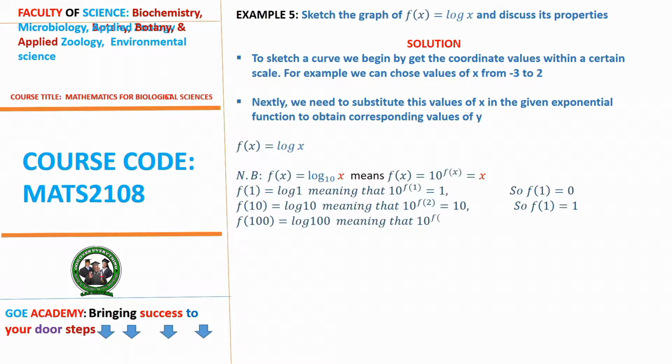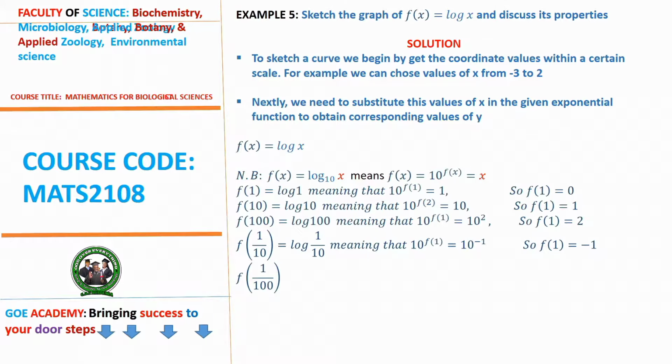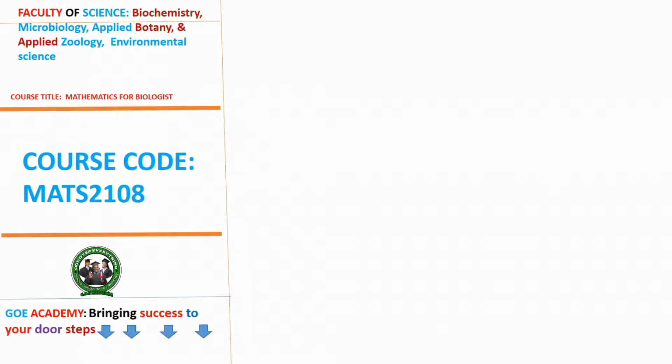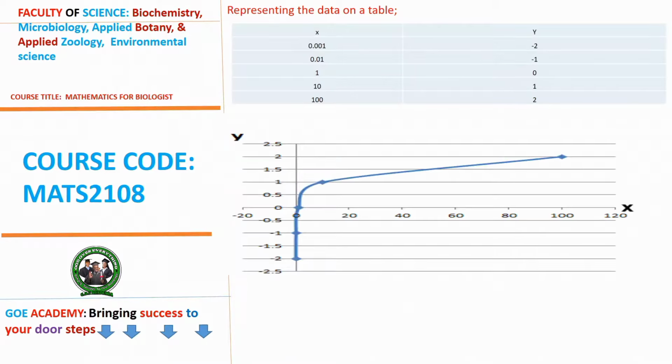So the corresponding values of x that I've taken here are 1, 10, 100. I also took 1 on 10 and 1 on 100 as my values of x, and that was the output. So I can represent this output on a table. I hope I'm not too fast. It's the same approach as in the previous exercise. So you put the data on the table and plot, and you have something of this form.